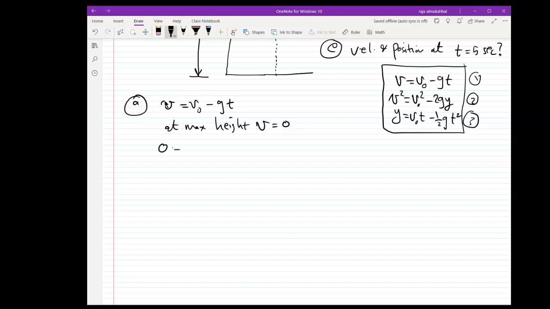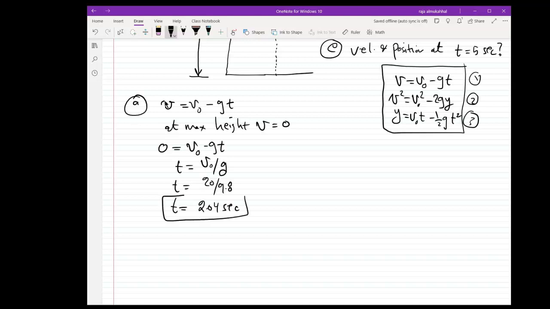So it becomes 0 equals V naught minus GT. So T is equal to V naught over G. Again, solve the equation symbolically before you plug in numbers. And then we have here 20 divided by 9.8. And then the time would be 2.04 seconds. So in other words, at 2.04 seconds, the object reaches the maximum height.